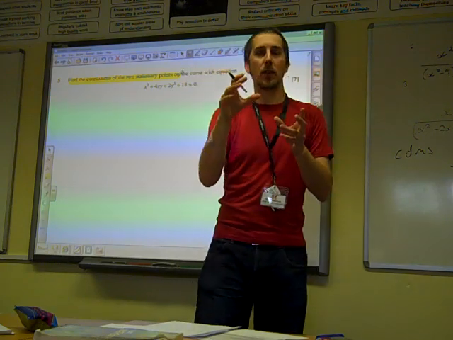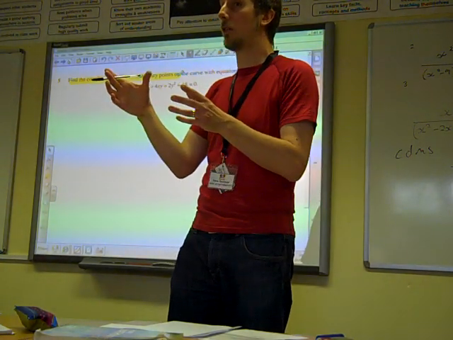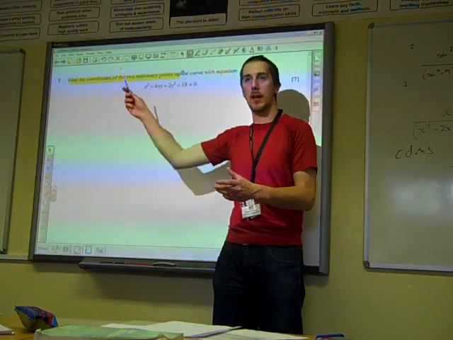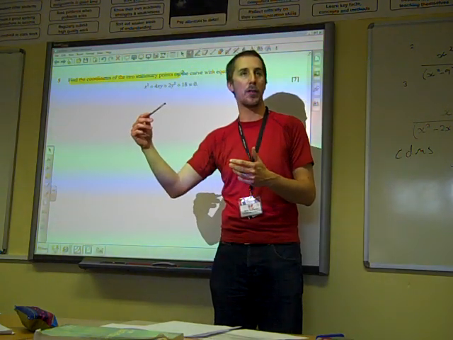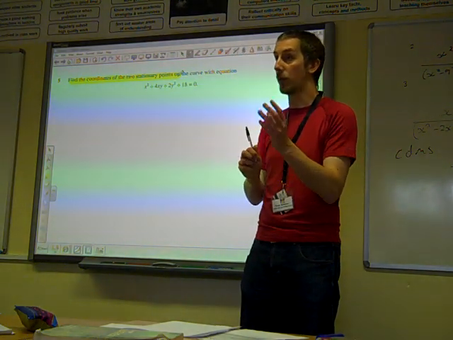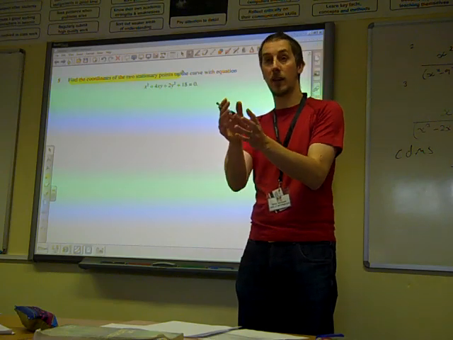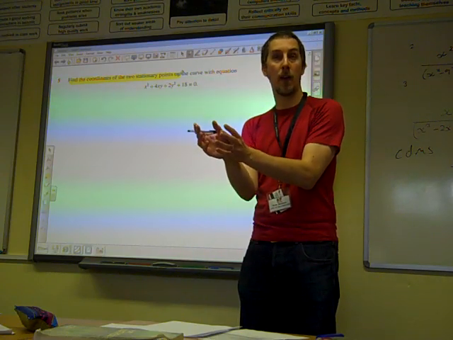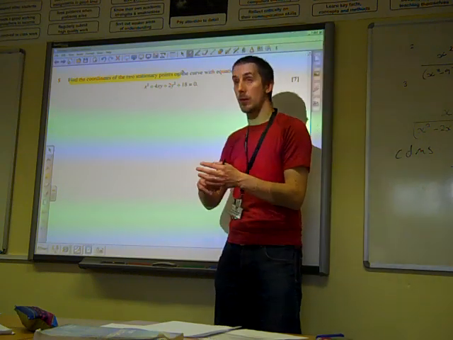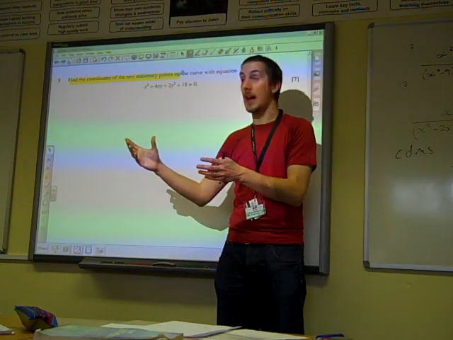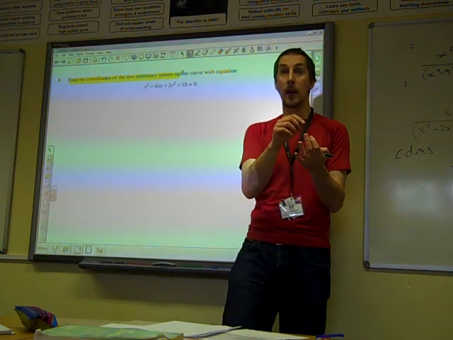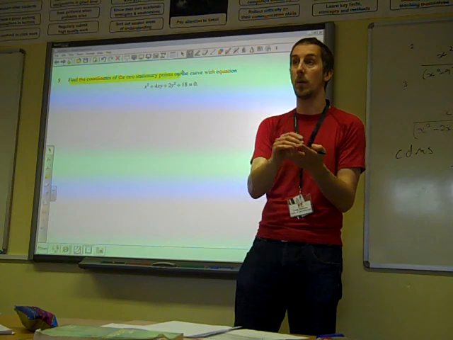As I prepare students for Core 1, which the lower 6 did a couple of weeks ago, this bit of looking through a paper and working out when the paper wants you to differentiate is quite a skill in Core 1, working out when you have to find dy by dx. Because they rarely say find dy by dx. A lot of the time they use other ways of getting you to do it. So saying find stationary points, or find turning points, or find the gradient, or find the tangent to.